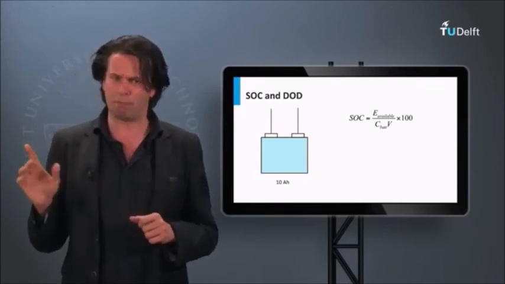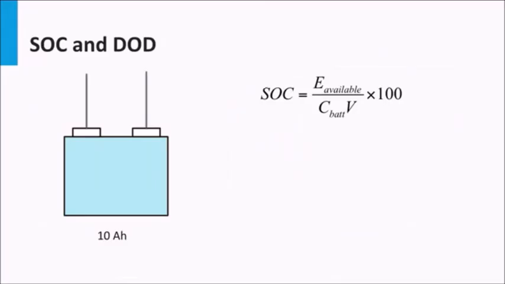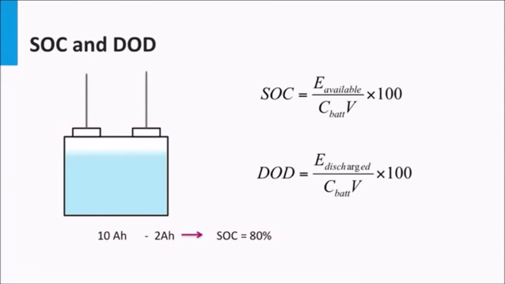Now, let's look at another important battery parameter, the state of charge, or the SOC. This is defined as the percentage of the battery capacity available for discharge. Thus, a 10 amp hours rated battery that has been drained by 2 amp hours is said to have a state of charge of 80%. Then we also have the depth of discharge, or DOD. Depth of discharge is defined as the percentage of the battery capacity that has been discharged. Thus, a 10 amp hours battery that has been drained by 2 amp hours has a depth of discharge of 20%. Thus, the depth of discharge and the state of charge can be seen as complementary to each other.